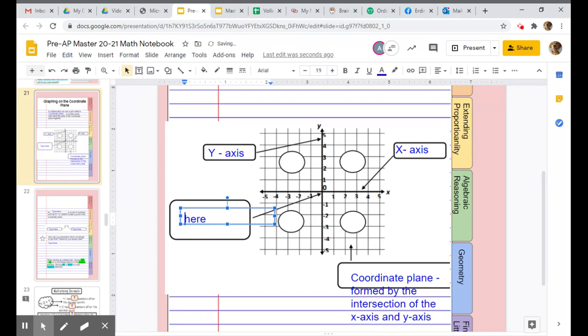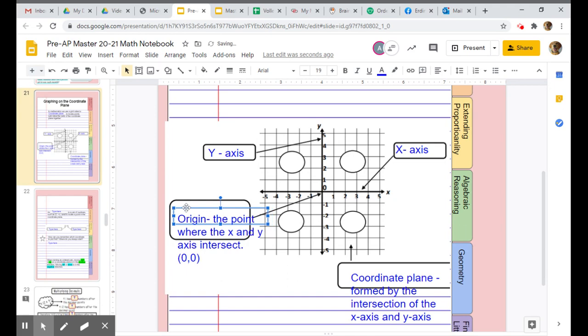So right in the middle is a special place called the origin. This is the point where the x and y axis intersect, and it is a special point that is labeled as 0, 0. So when we label our points on a graph, we label them with the coordinates, the x and the y. So this one would be 0, 0.